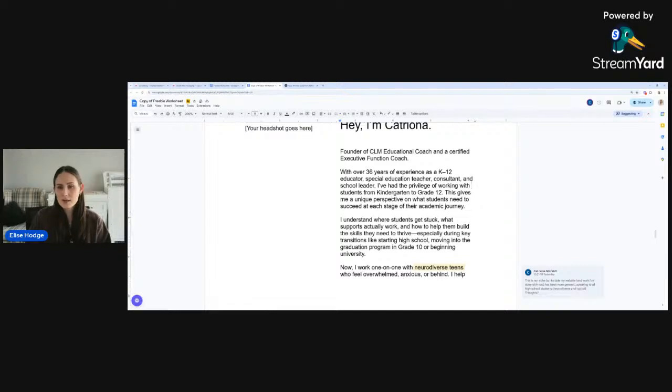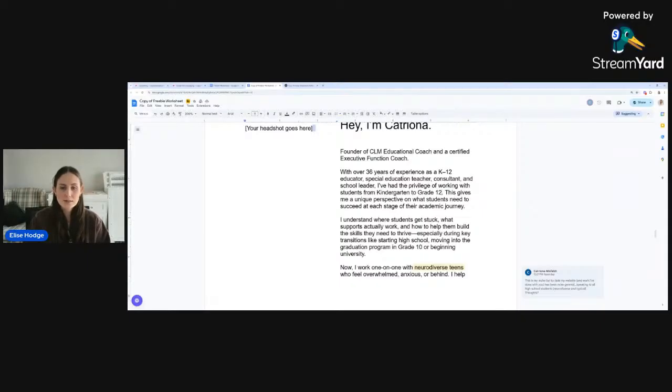Could you say, I don't know if this is quite right, but almost could you say, as I don't know how powerful, well, I mean, it is powerful is the fact that you have worked with a broad range of students, I suppose. So that does make sense. I feel like the point here is that you've worked with students from kindergarten all the way to year 12. This gives me a unique perspective on what students need to succeed at each stage of their academic journey.